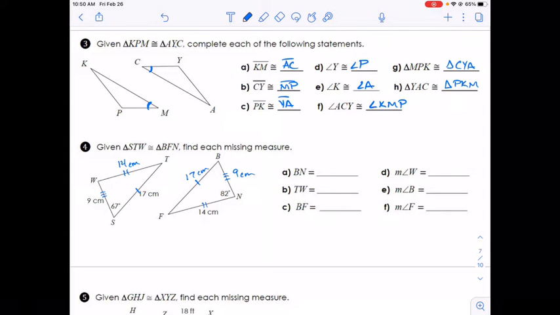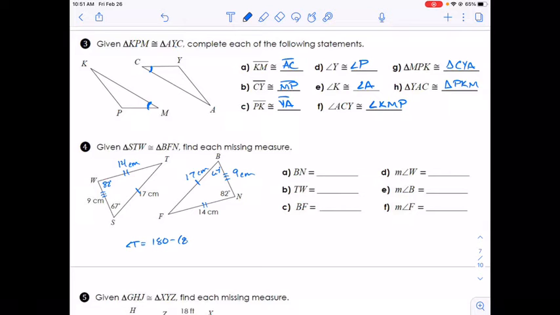Okay. Now, notice here we have 67. So we know that S matches up with B, so that means that this has got to be 67 as well. And if this N is 82, that means that W has to be 82 because 82 corresponds with N. Now, how do we find our third angle? Well, remember, for finding angle T, we're going to add them up and subtract from 180.